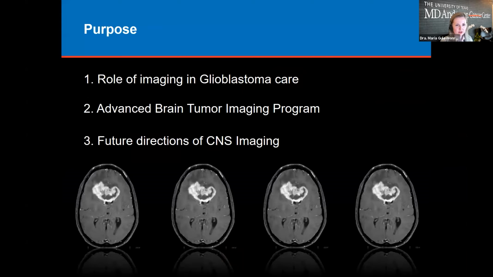So the purpose of this talk will be to touch on the role of imaging in glioblastoma care. I will present the MD Anderson Advanced Brain Tumor Imaging Program and illustrate how we use this with some case examples. And finally, I will point to some future directions for CNS imaging.